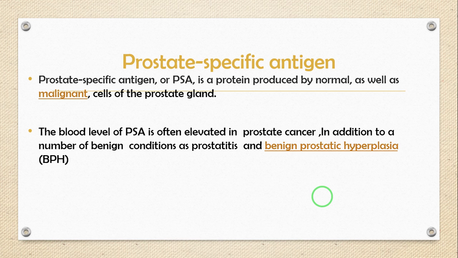So this protein is normally produced in a healthy male, but we depend on its concentration. Below a certain level it is normal. When it is increased, we suspect that he has hyperplasia, and when it is increased to a very high level, we suspect that he has malignancy of the prostate. So it is a normal protein, but it can also be used as a marker of disease.